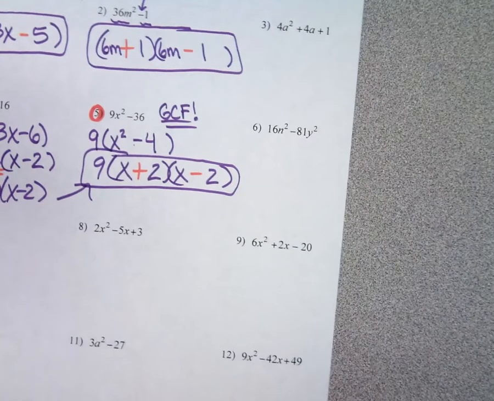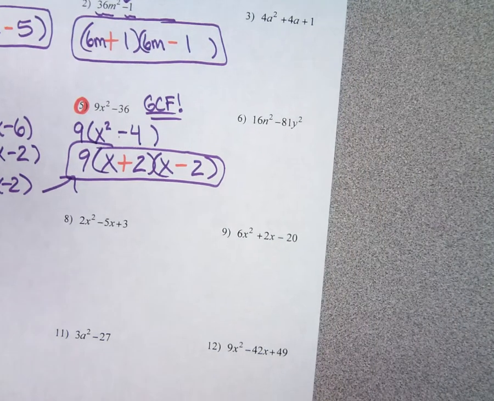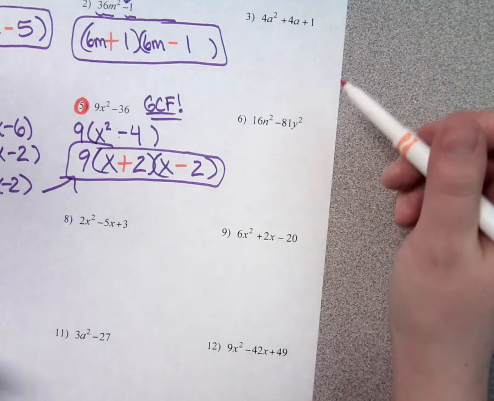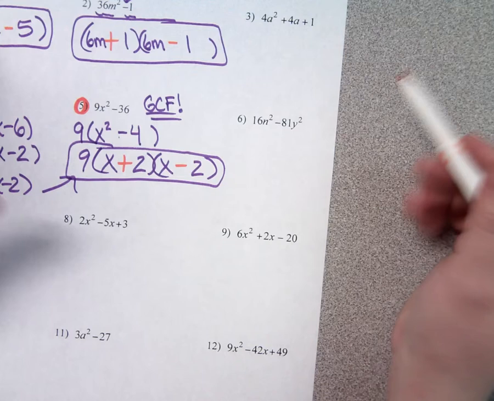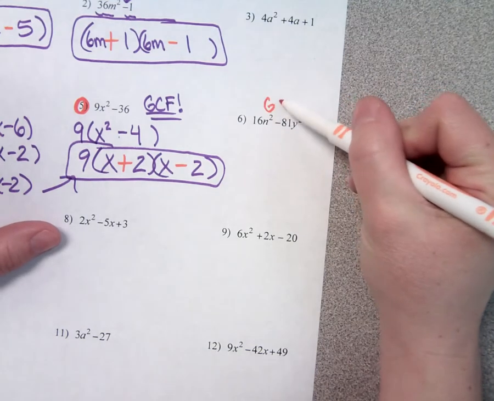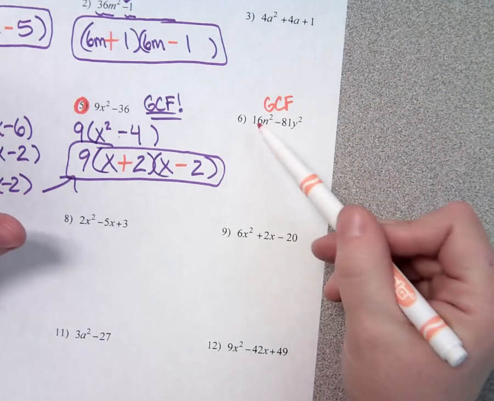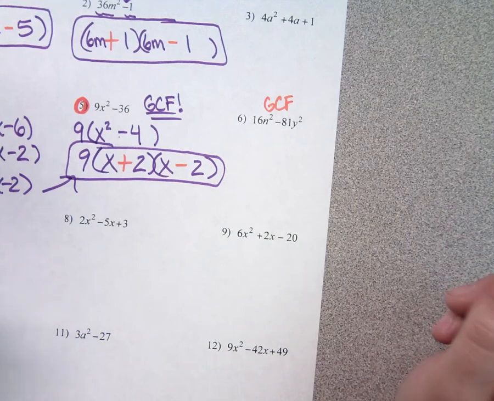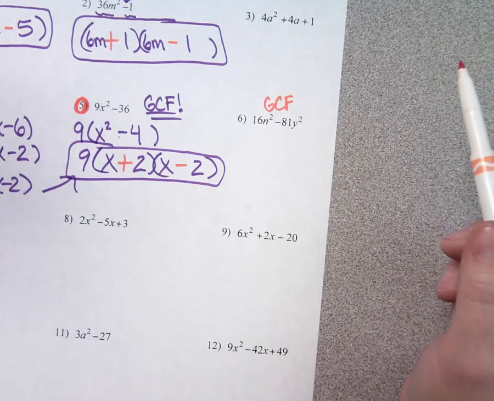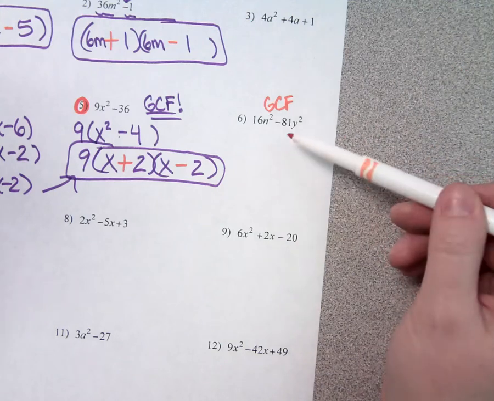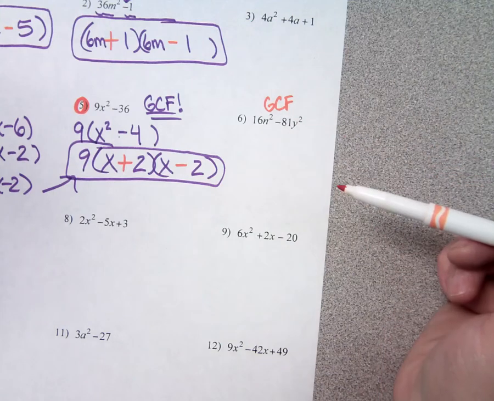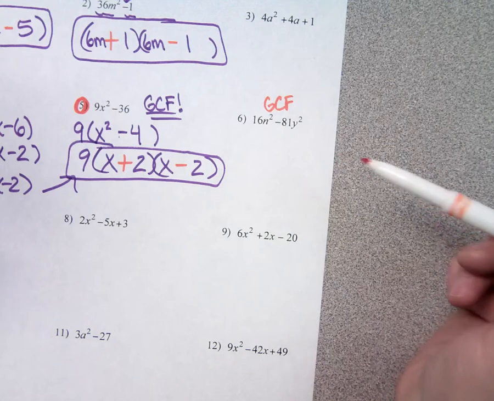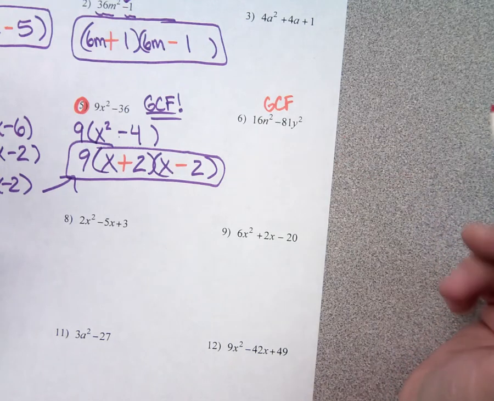Okay, number 16. First thing we always look for is a what? GCF. Is there anything that goes into 16 and 81 evenly besides 1? No. Do they both have n's? Do they both have y's? Okay, so there's no GCF.